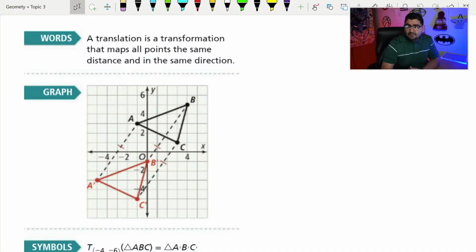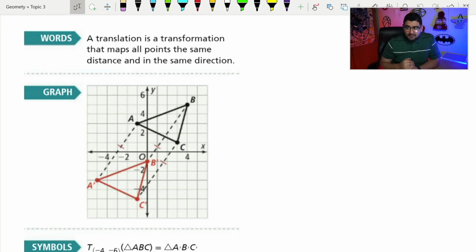So here we have the formal definition of a translation. A translation is a transformation that maps all the points the same distance and the same direction. So basically we're shifting our image to another location, and each point needs to move the exact same distance in the exact same direction in order to keep the image the same. It's kind of like we just copy it and paste it somewhere else.